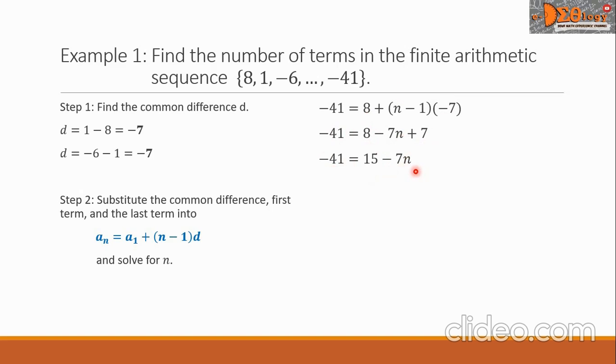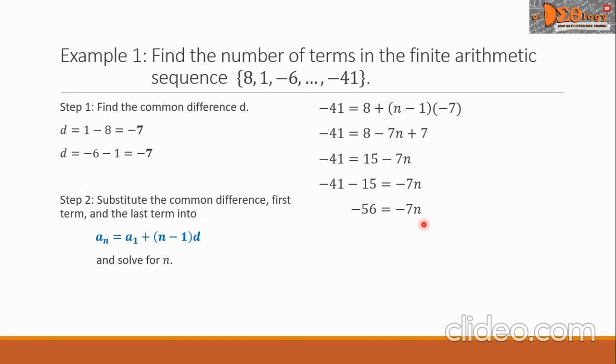Let us solve for the n. First, this number 15 we will transpose on the left side. Of course, the sign must be changed. So we have negative 41, now minus 15 equals the negative 7n. Combining these two numbers here, we will get negative 56 equals negative 7n.